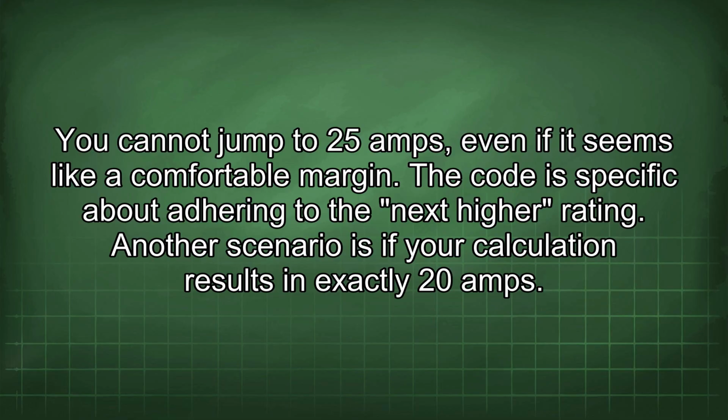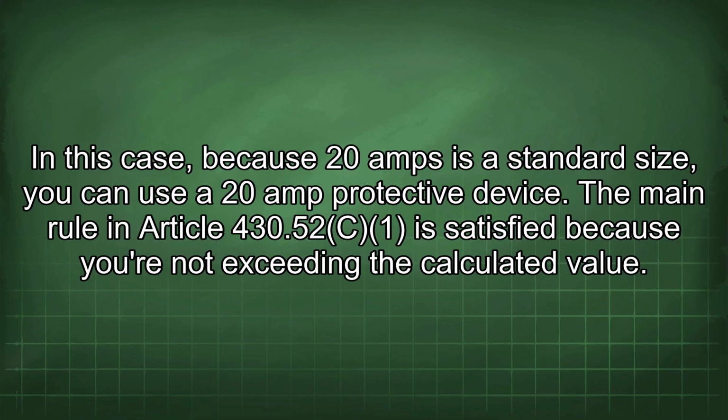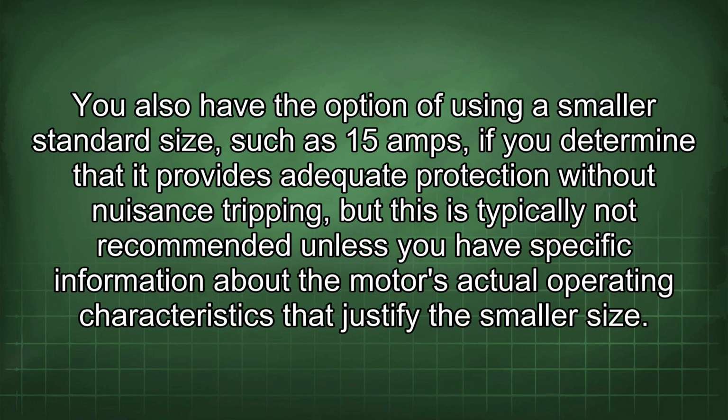Another scenario is if your calculation results in exactly 20 amps. In this case, because 20 amps is a standard size, you can use a 20 amp protective device. The main rule in Article 430.52 is satisfied because you're not exceeding the calculated value. You also have the option of using a smaller standard size, such as 15 amps, if you determine that it provides adequate protection without nuisance tripping, but this is typically not recommended unless you have specific information about the motor's actual operating characteristics that justify the smaller size.